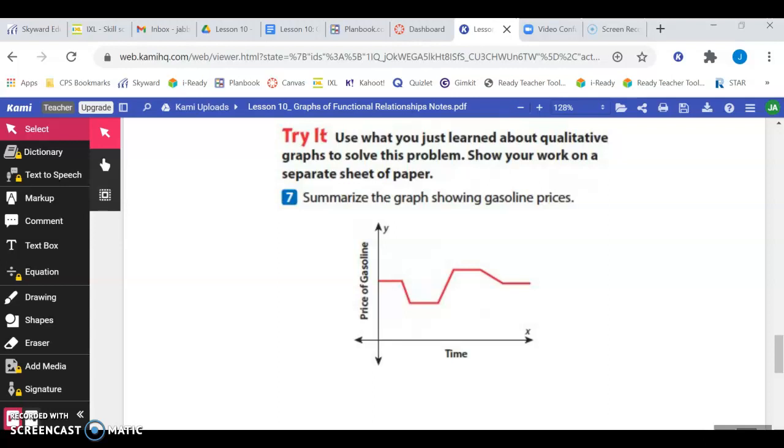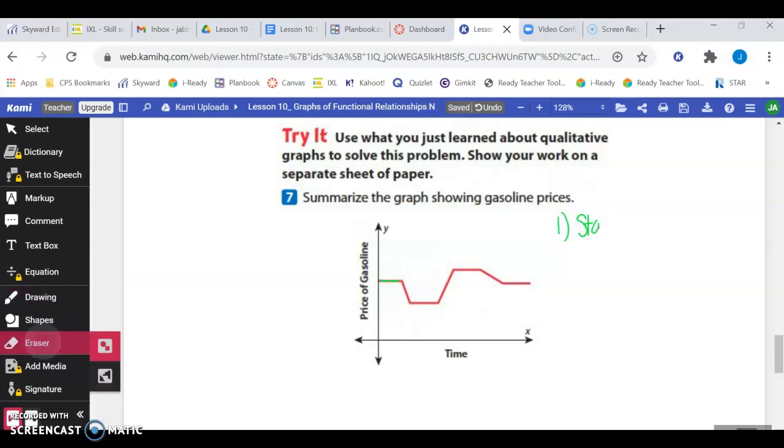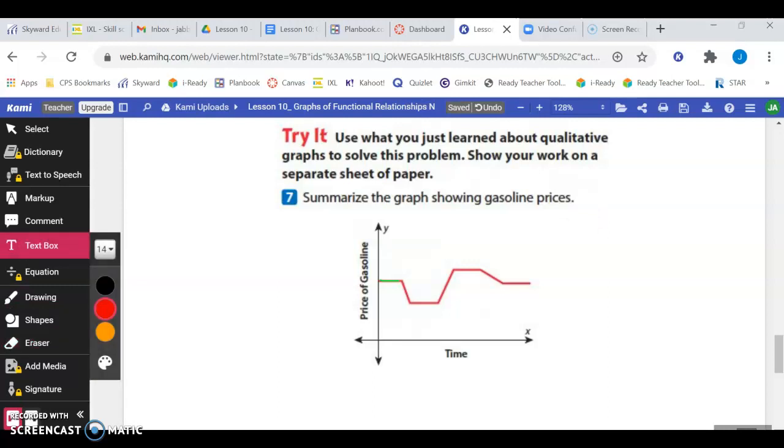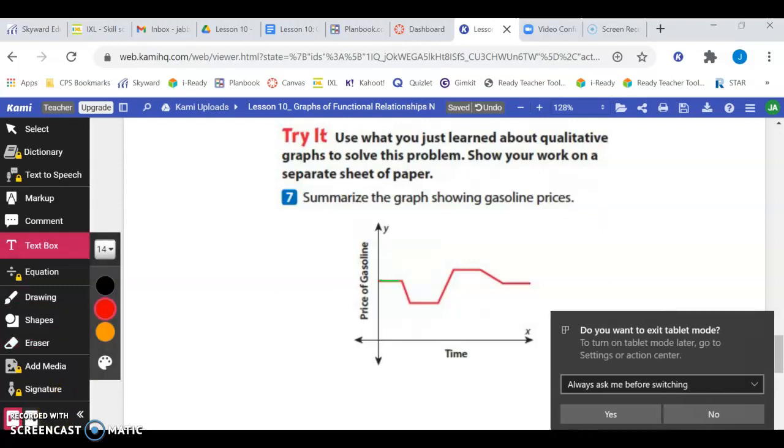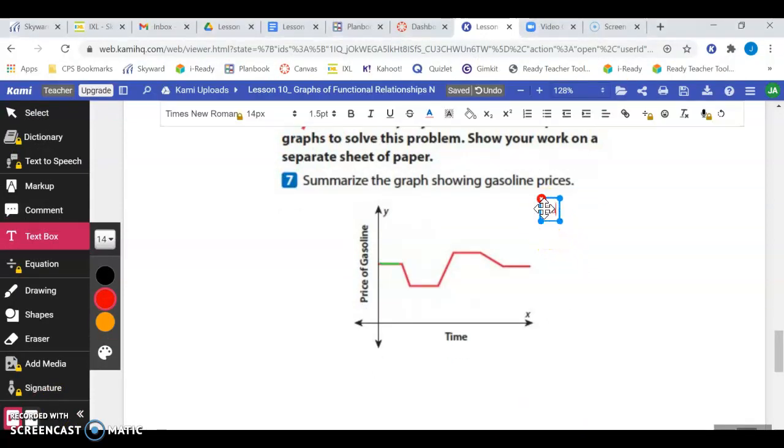All right, for this one, we have to write our own situation here, kind of like what we just did with the yogurt sales. But this time we're talking about the price of gasoline over time. So we're going to go piece by piece here. The first piece, our gas prices stayed the same. I'm going to type this. It's going to be a little bit easier and quicker here. So gas prices stayed the same.